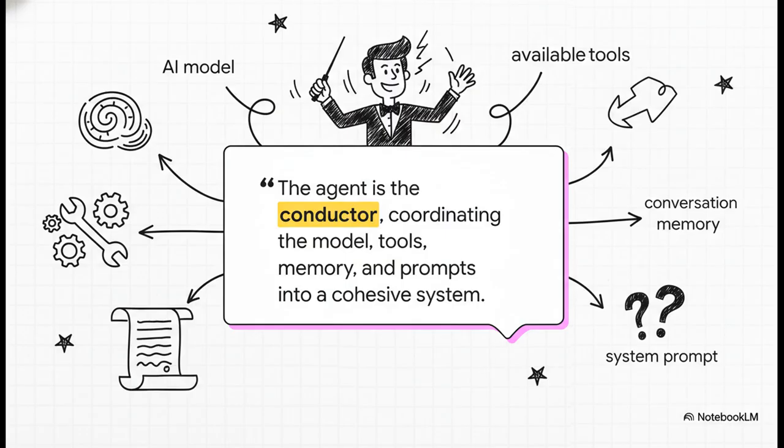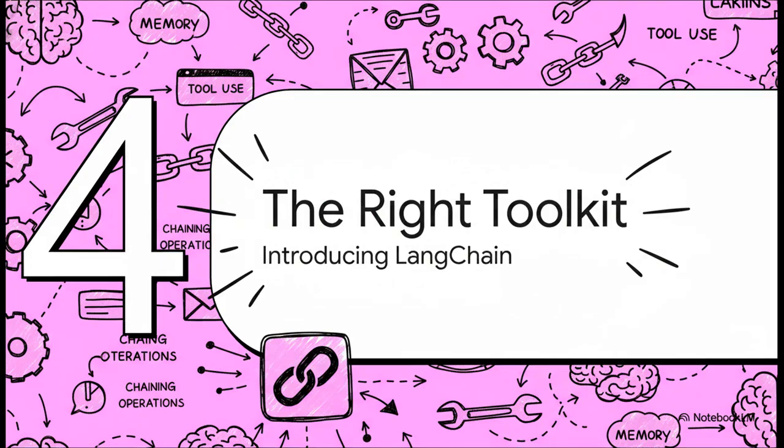But, and this is a big but, building that conductor from scratch is a ton of work. I mean, you'd have to handle the memory, figure out when and how to use tools, chain operations together. It gets incredibly complex really fast. And that's exactly where a toolkit like LangChain comes in. It gives you all the structured components you need to build that orchestration layer without reinventing the wheel.